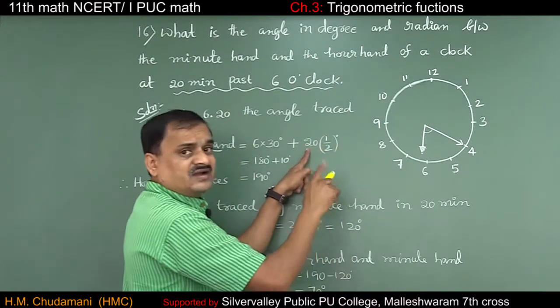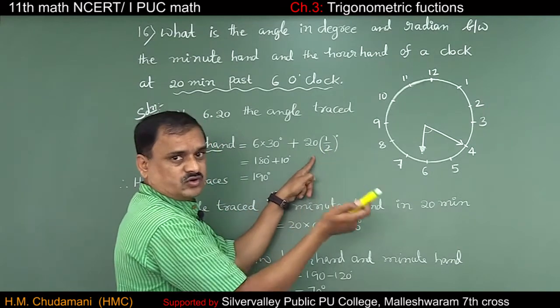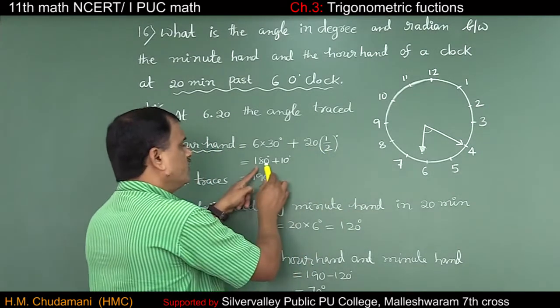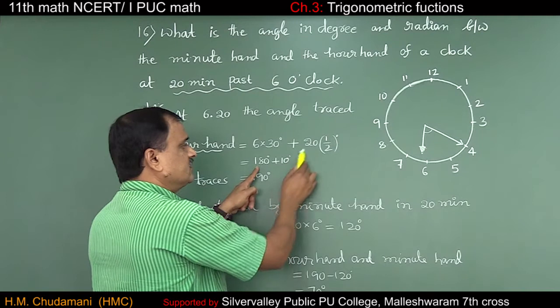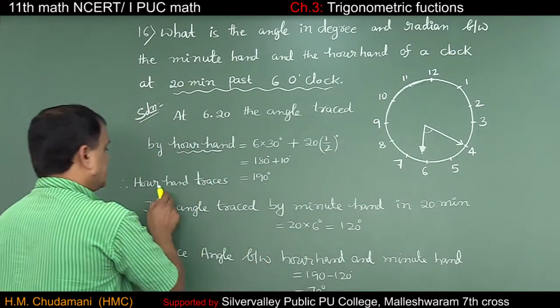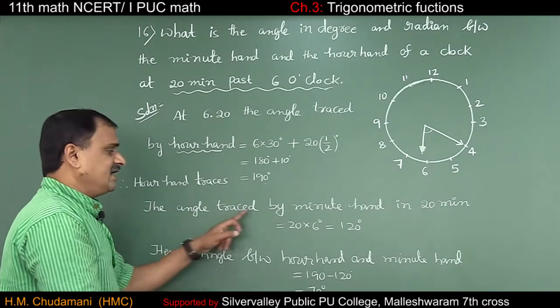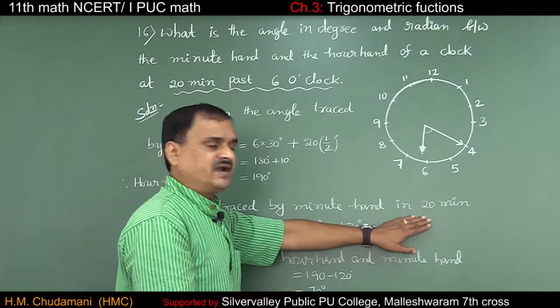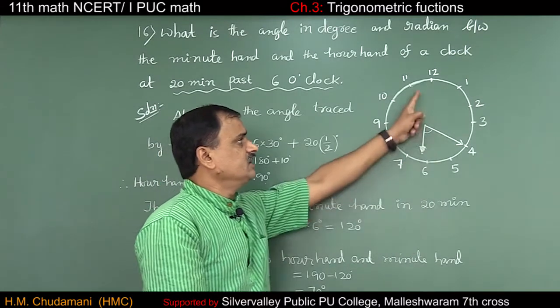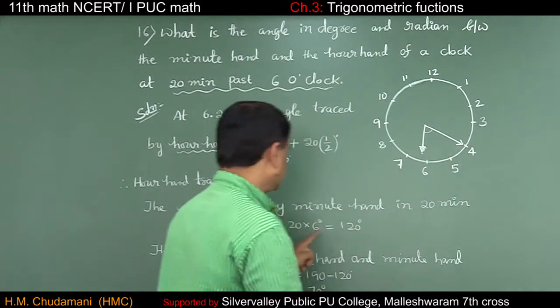The hour hand covers half a degree per minute, so 20 into 1 by 2. Look at the note which I have given previously. 180 plus 10, that is 190 degrees. The hour hand traces 190 degrees. Now, the angle traced by the minute hand in 20 minutes: how many divisions has it covered? 4 divisions.